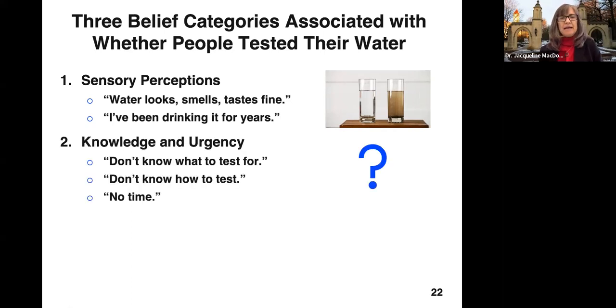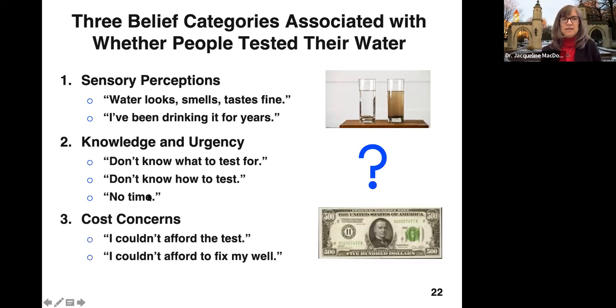The second category, again, was issues of how much people knew about how to get a water test and the importance or sense of urgency that they assigned to it. And again, here we asked a series of questions about the extent to which participants agreed with statements about not knowing what to test for, not knowing how to test, not having time to get a water test.